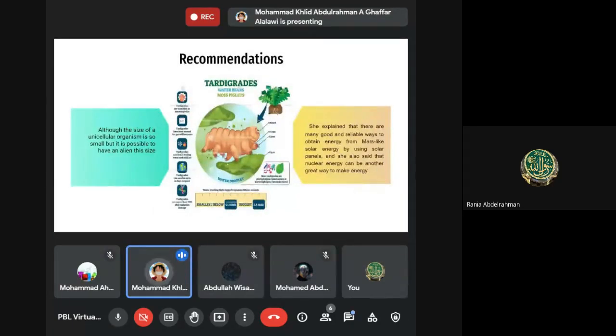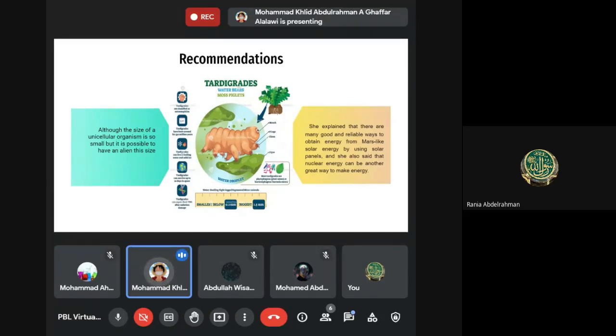So, some recommendations the experts made for us. The first one, about the alien size: they said that although a unicellular organism is so small, it can be achieved and it's possible to have an alien this size, and that if you're able to achieve that, it will greatly help the alien to survive Mars's conditions.